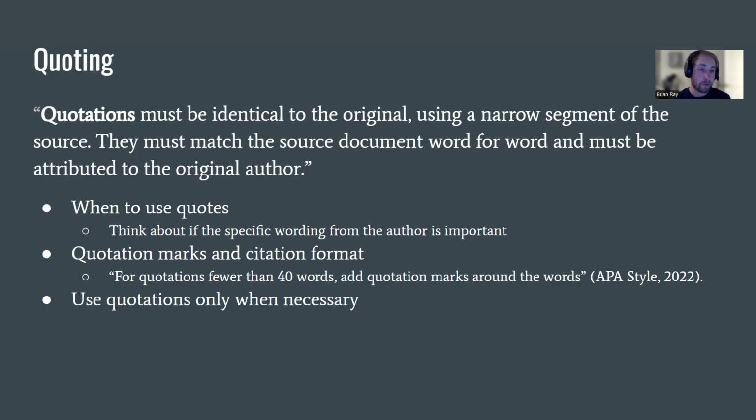For putting a quote and formatting in an APA style, there's an example here. For quotations fewer than 40 words, add quotation marks around the words, close quotation mark, and then there's the in-text citation next to it. Only use quotations when, again, the specific wording is what's most important.